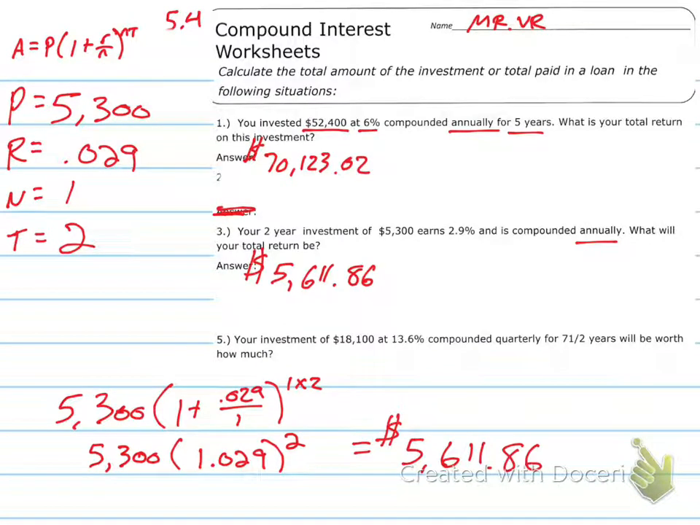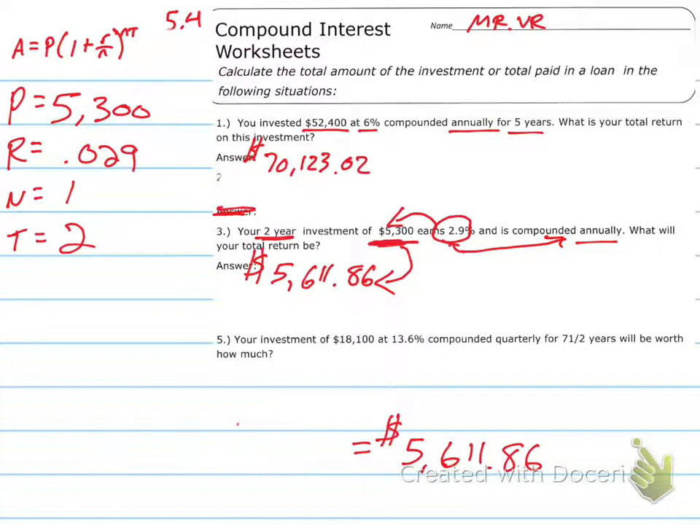Now what that means is, for example, if you did a 2-year investment where you put down $5,300 and you get 2.9% from that $5,300 investment, and then it's compounded annually, so the compound interest gets hit 1 time a year, your total return, although you put $5,300 down, you're going to get $5,611. So you'll get about $311.86. All right. Again, make sure you're showing your work.